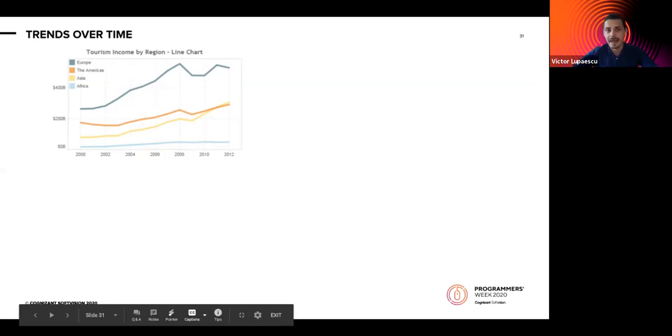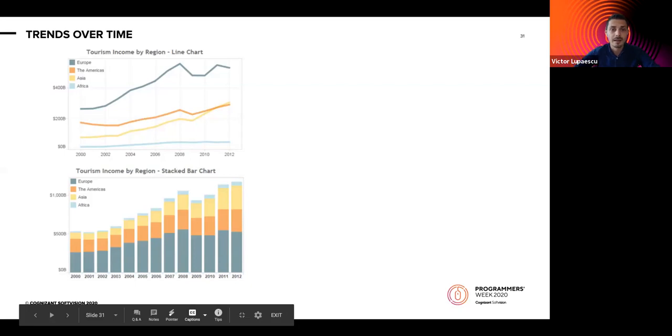One thing that it lacks, though, is this scenario: I want to see the tourist income by region, but what this chart doesn't show is the overall trend over time. In case I want to highlight that, I might think to use a stacked bar chart. Again, it fits the purpose. It gives you the sense of a timeline from left to right. You can show the categories here.